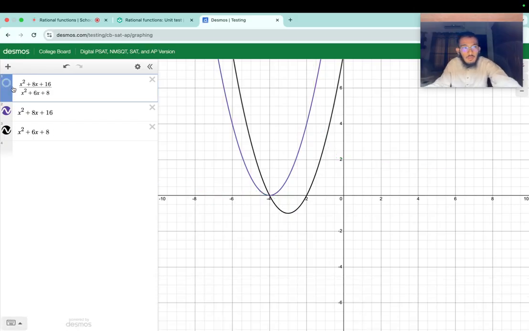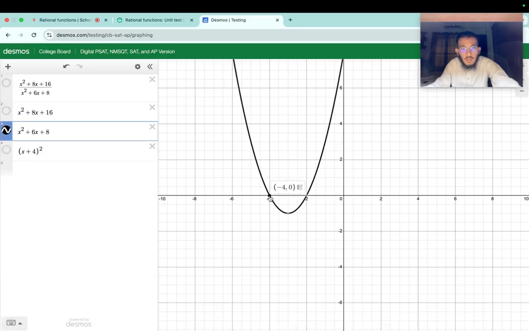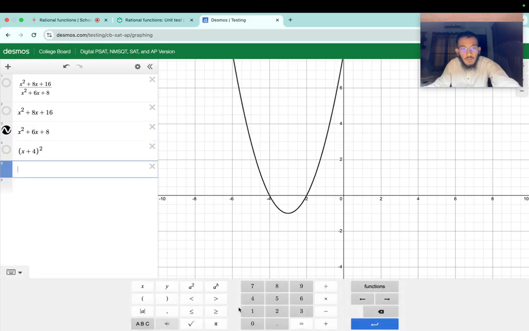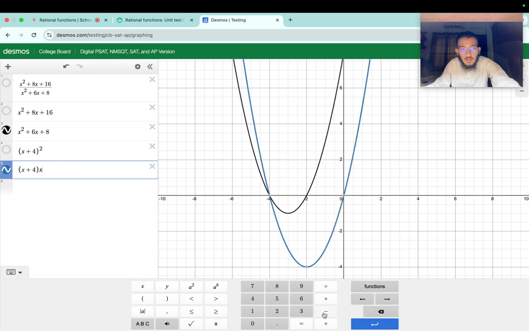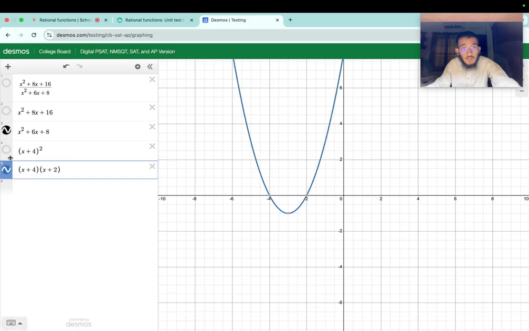So if we factorize this thing, what do we get? We get x plus 4 whole squared. You see the same graph, right? So x plus 4 whole squared for this one. And for this, we have plus 4 and plus 2, so that means x plus 4 multiplied by x plus 2. There we go. We have the same graph, as you can see. So our factorization is correct.